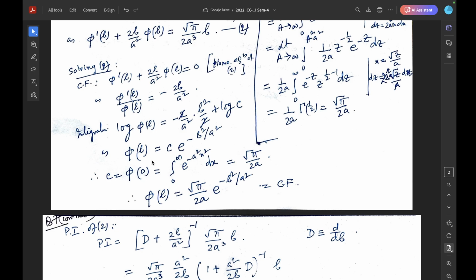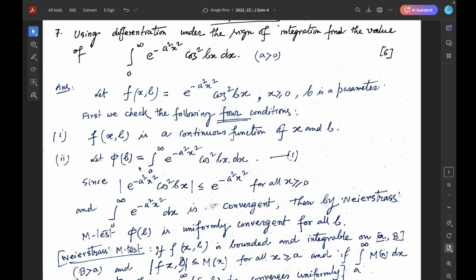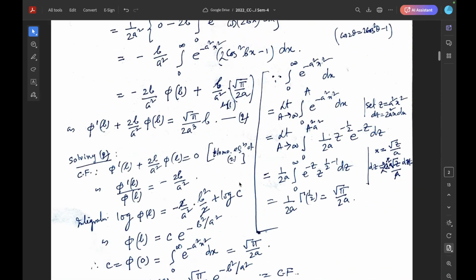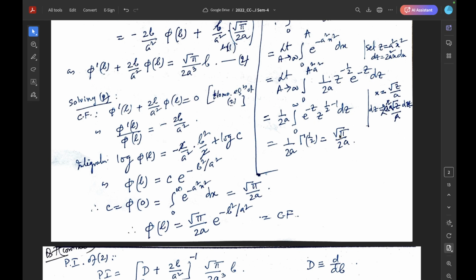Now phi 0, that means b equal to 0, so put phi equal to phi 0, integral 0 to infinity e to the power minus a square x square cos 0x, this is 1, so 0 to infinity e to the power minus a square x square dx. So we get phi 0 equal to root pi by 2a, already we found this. So phi b equal to root pi by 2a, putting the value of c, c e to the power minus b square by a square, this is the complementary function of this differential equation 2.